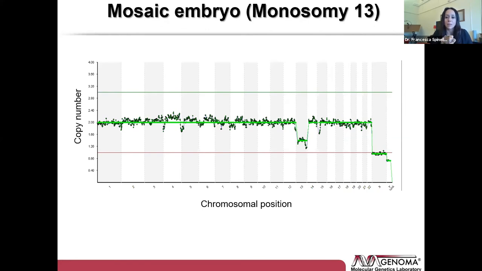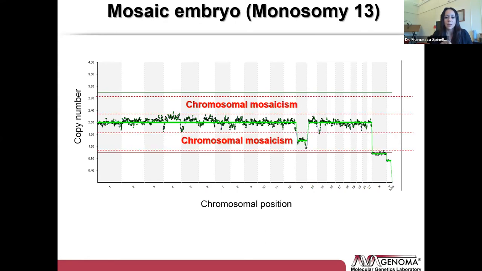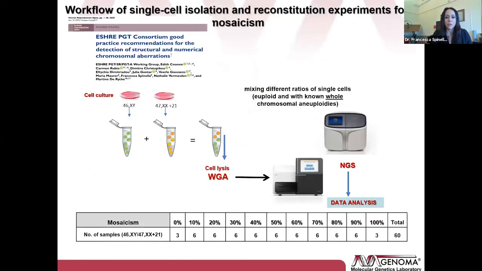Probably we have the presence of aneuploid cells. How many aneuploid cells? Of course, we don't have the possibility to count the number of cells within the biopsy, but in this way we can estimate the exact copy number. If we go to the next slide, I will show you that we need to define the exact range within which we can call the mosaicism. And in the next slide, I will show you how.